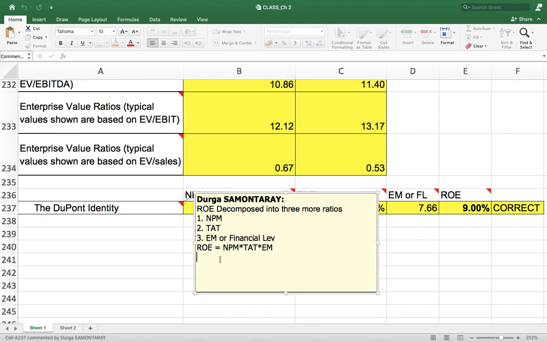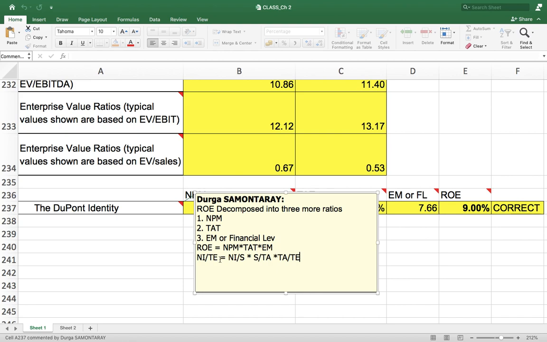The ROE formula you all know. Can you just remember the ROE formula? Net income divided by total equity is the ROE formula, is equal to net profit margin, or you know, net income divided by sales, multiplied by total asset turnover, which is sales divided by total asset, multiplied with the equity multiplier, which is total asset divided by total equity.